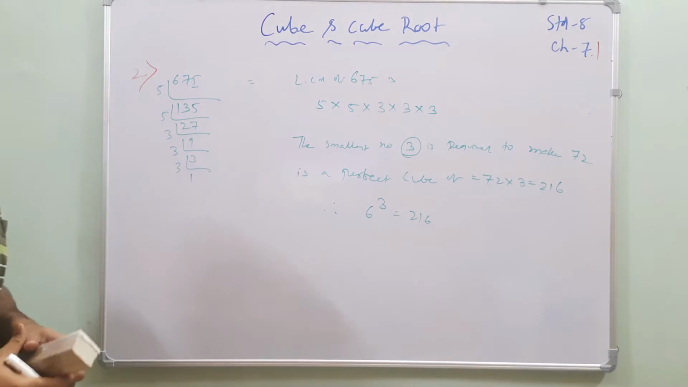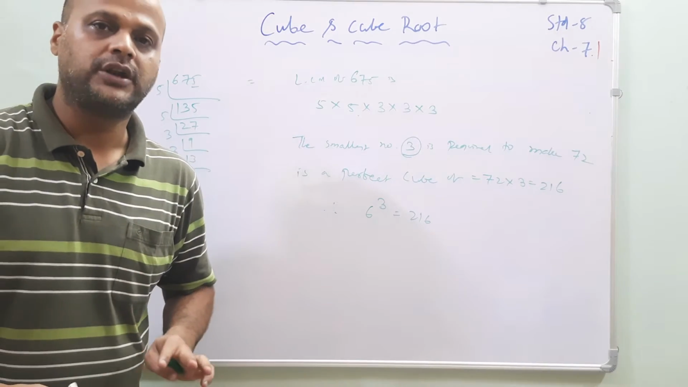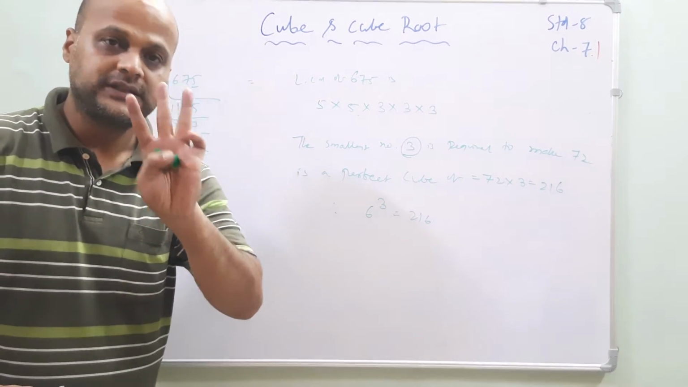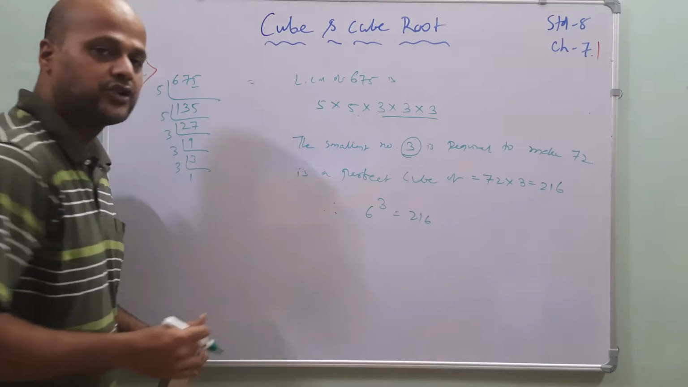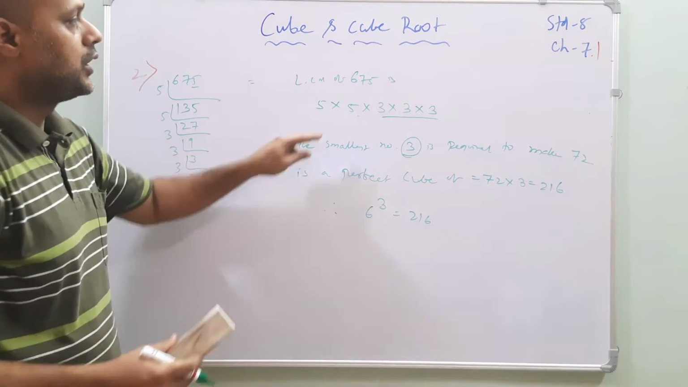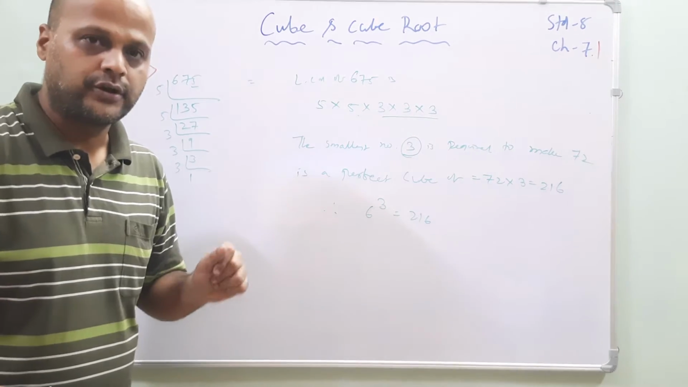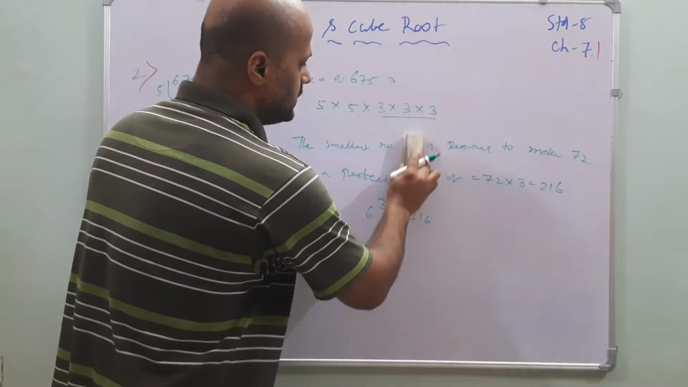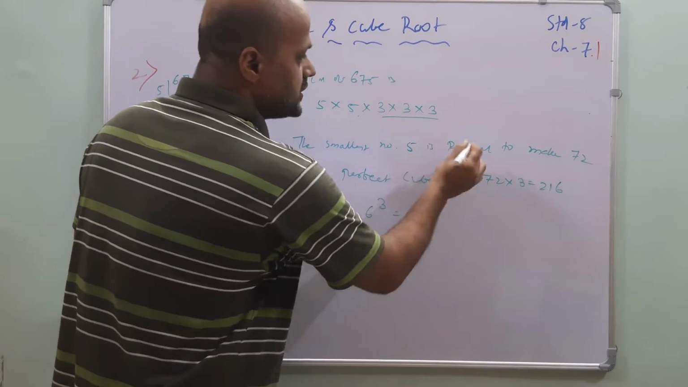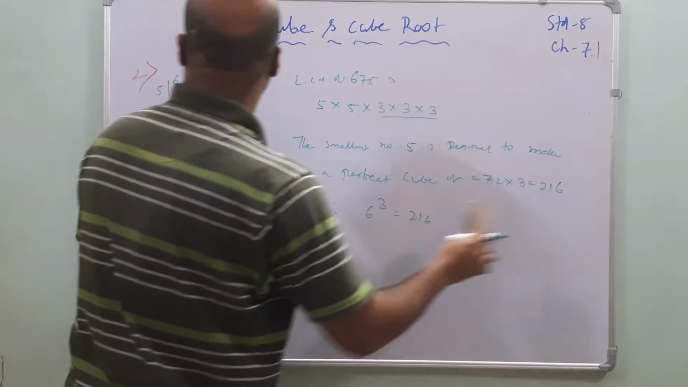Now you just make it a perfect cube. How many numbers are there? 3 similar numbers make a group. Now here 3s are in a group of three. Which one is not? 5. So how many 5s are required to make it a perfect cube? Another 1 5. So you have to write the smallest number, 5, is required to make which one?